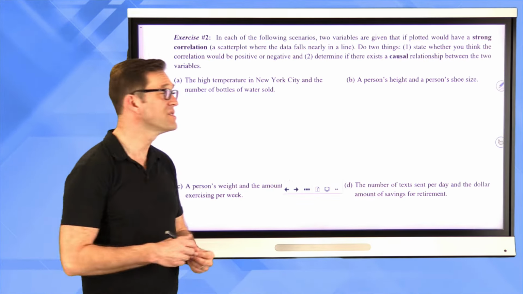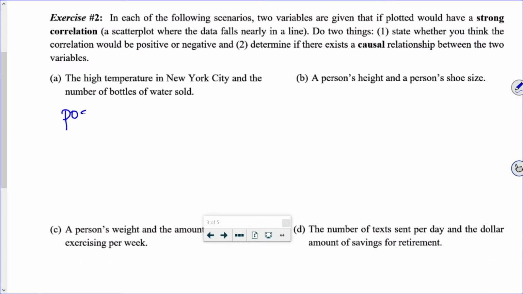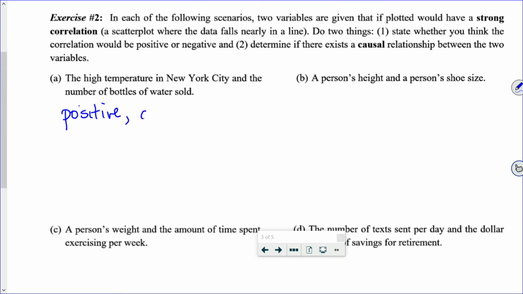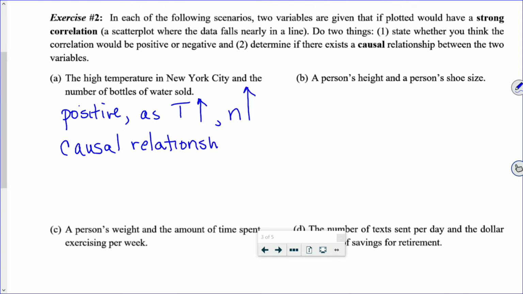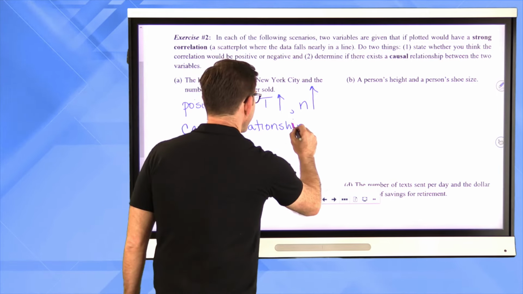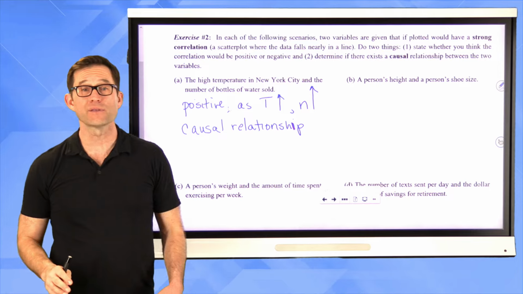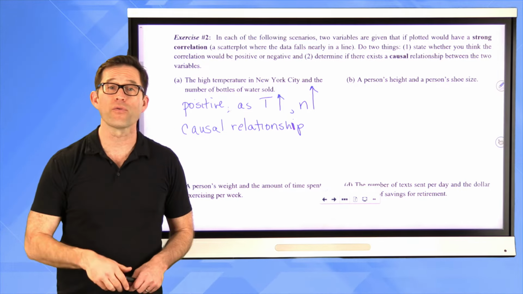All right, well, this is definitely a positive correlation. All right, definitely positive. So as the temperature goes up, the number of water bottles goes up, right? And it's also a causal relationship, right? Yeah, causal, not casual, a causal relationship, right? And it's a causal relationship because simply, when it gets hotter outside, people get more thirsty and buy more water.